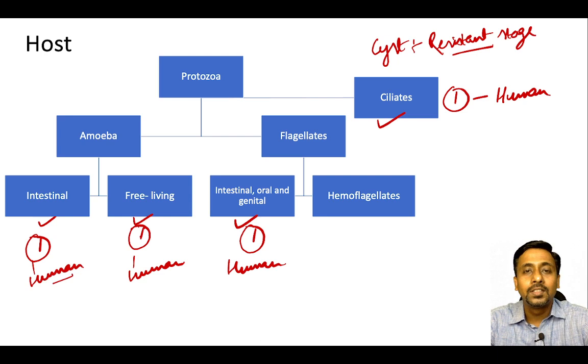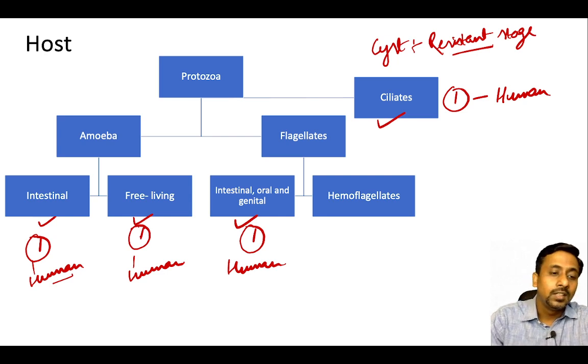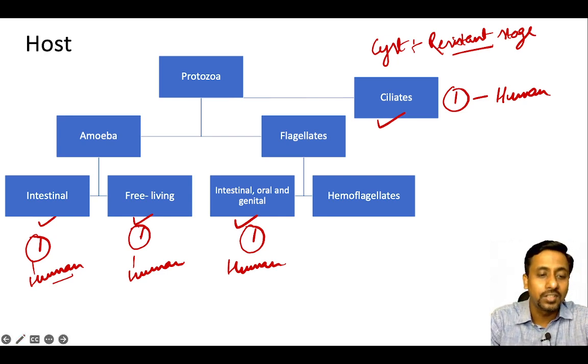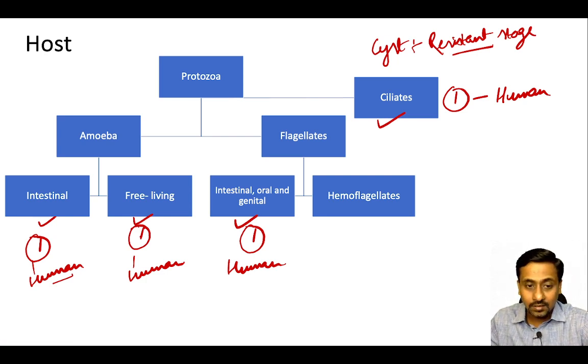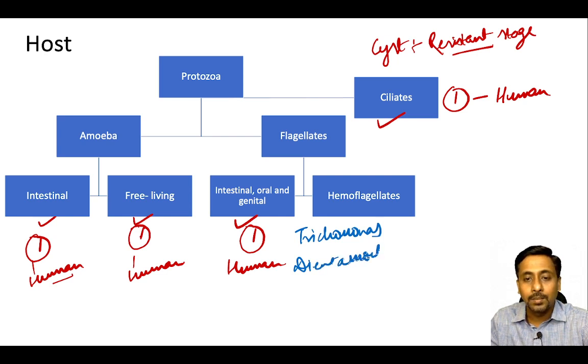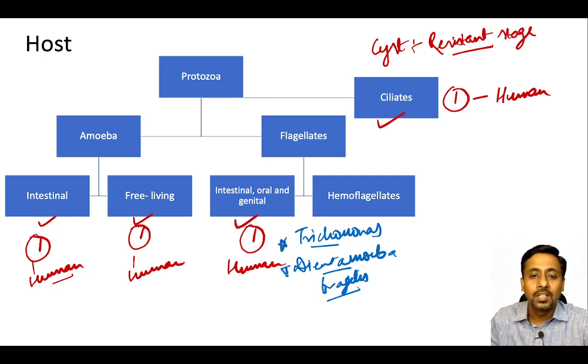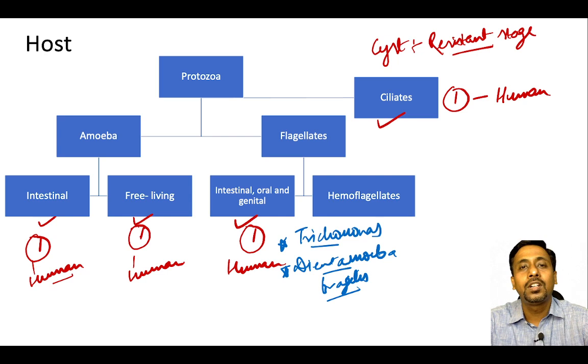However, if you remember, among the lumen dwelling flagellates, one genital flagellate, that is Trichomonas species, and this amoeboflagellate Dientamoeba fragilis, these two do not have a cystic stage, but despite that they have got a single host.